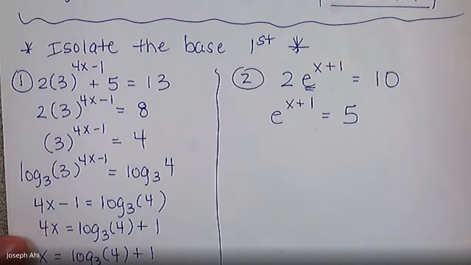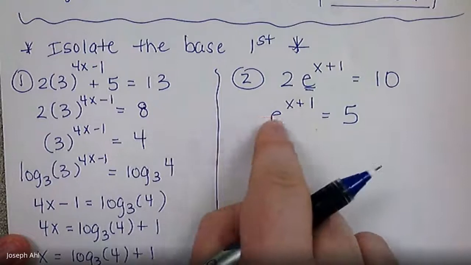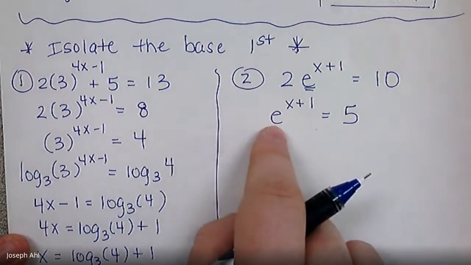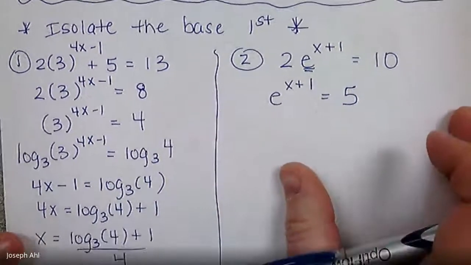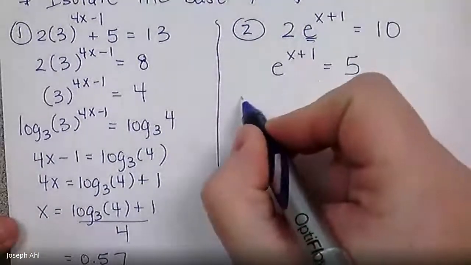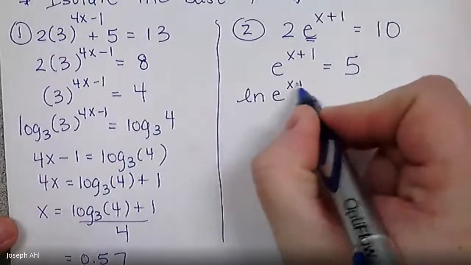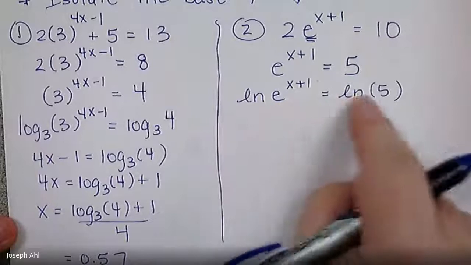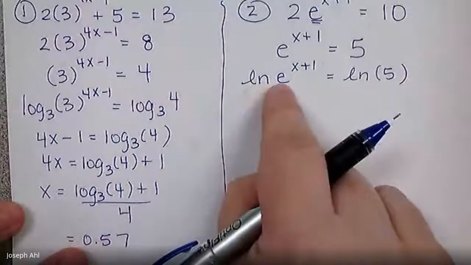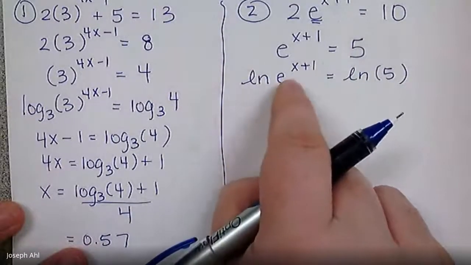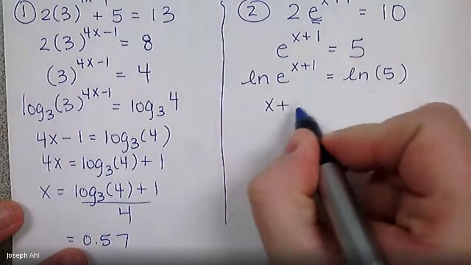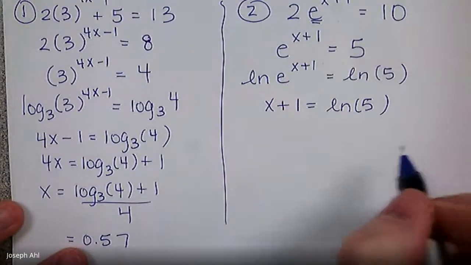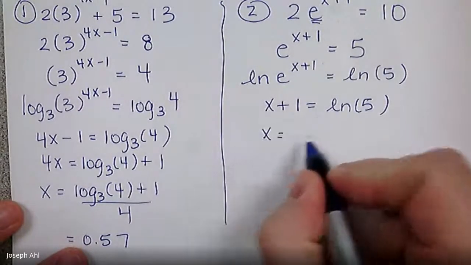All right, so what am I going to introduce on both sides in order to get rid of this base e? Well, instead of writing log base e on both sides, we know that log base e is very special. Log base e is ln, the natural log. So I'm going to take the natural log of both sides. And the ln of e, which again is log base e, of e to this power is the power, x plus 1. That equals the natural log of 5. And then it's really quick to get x alone, just subtract the 1 over.